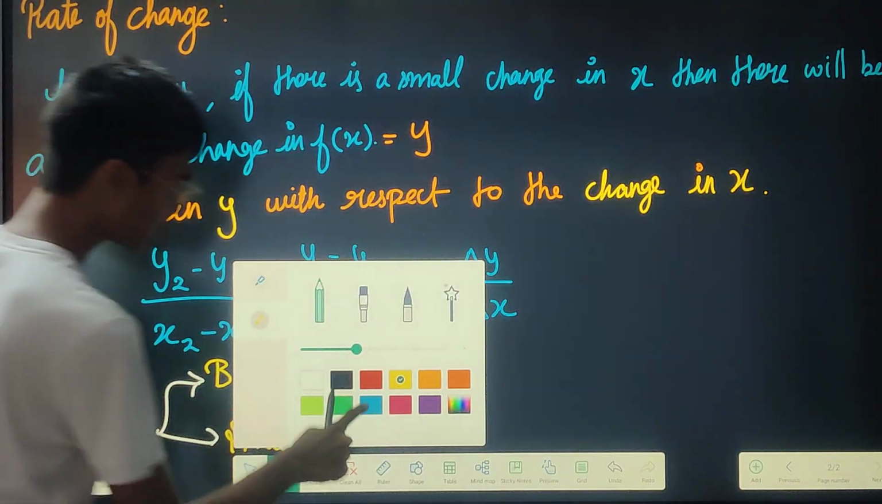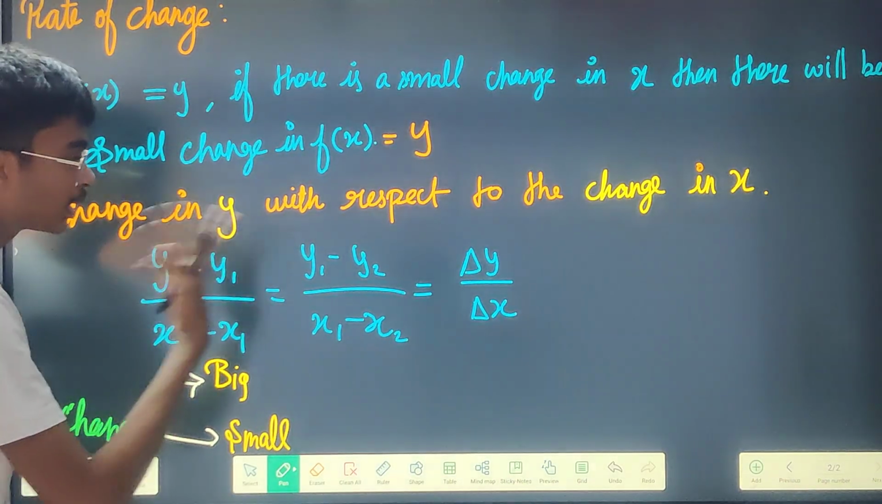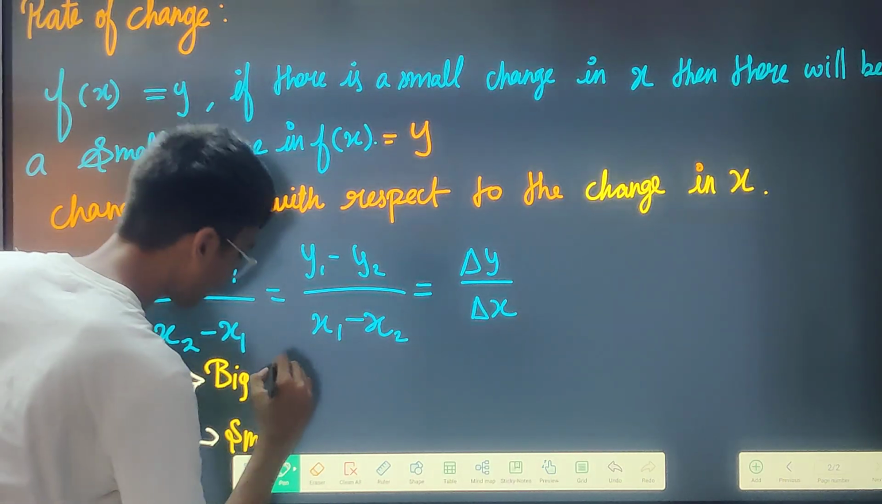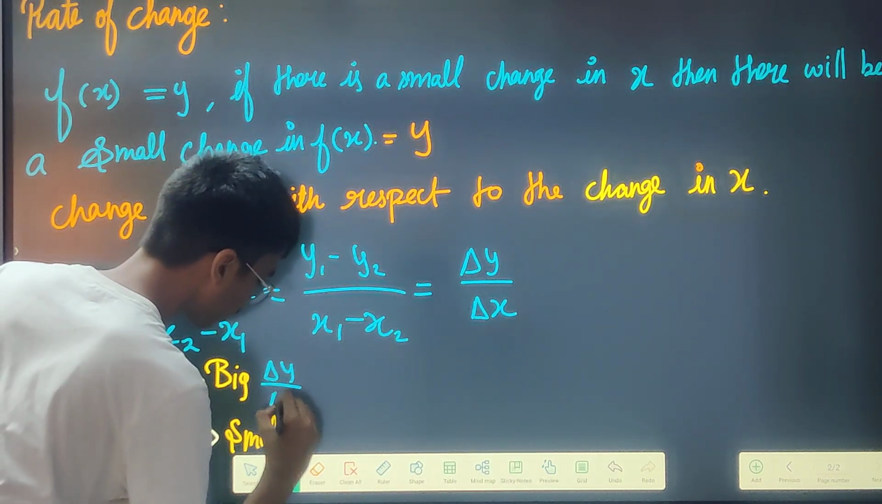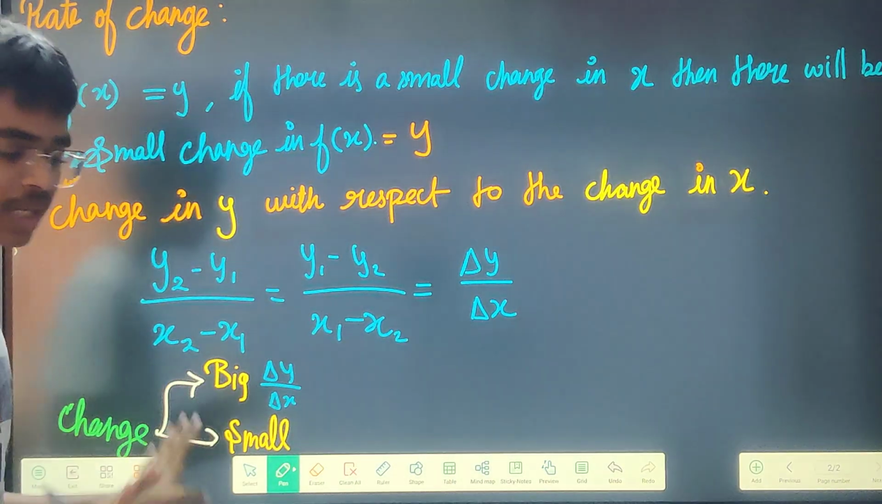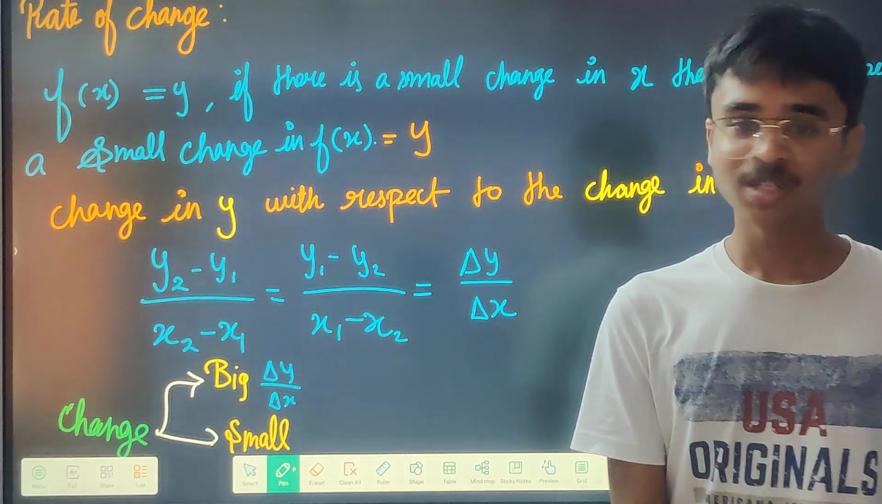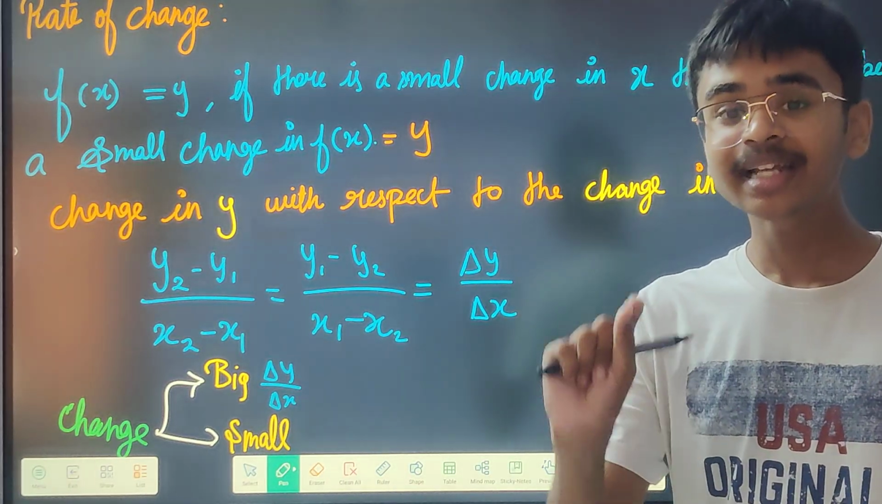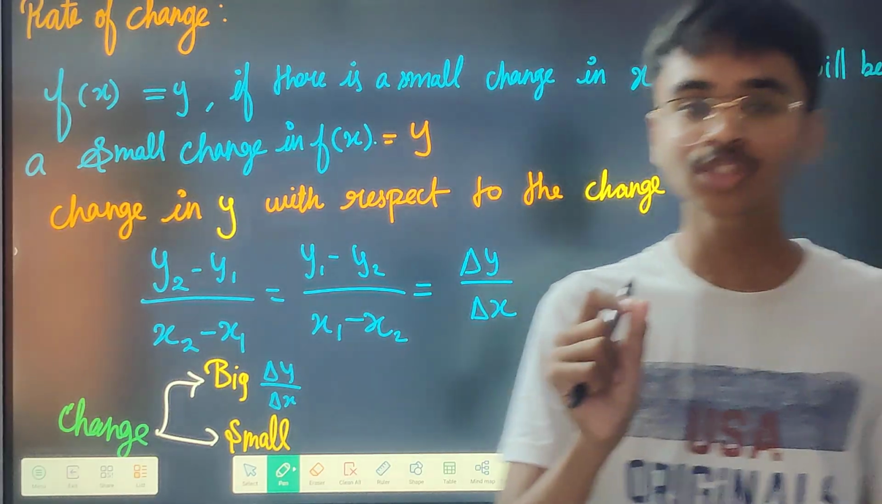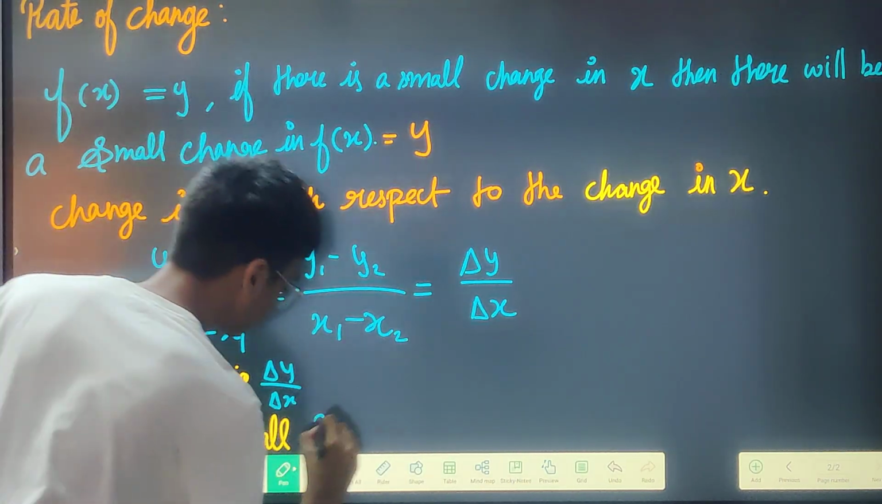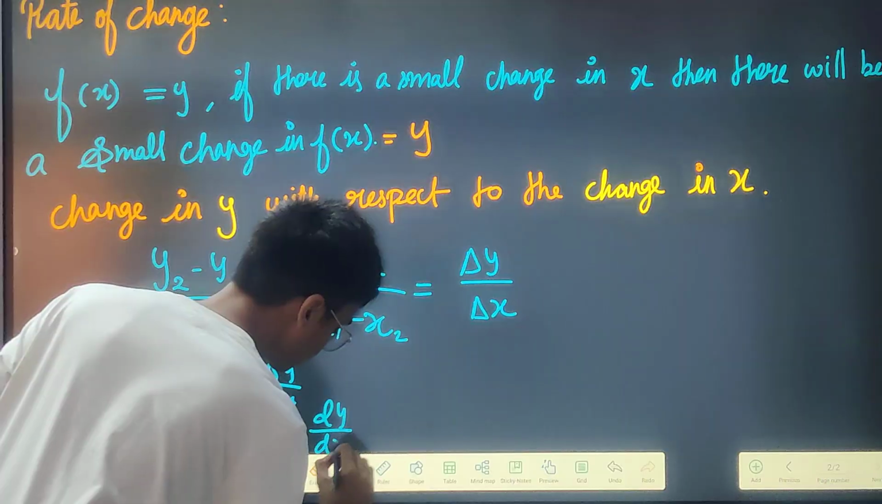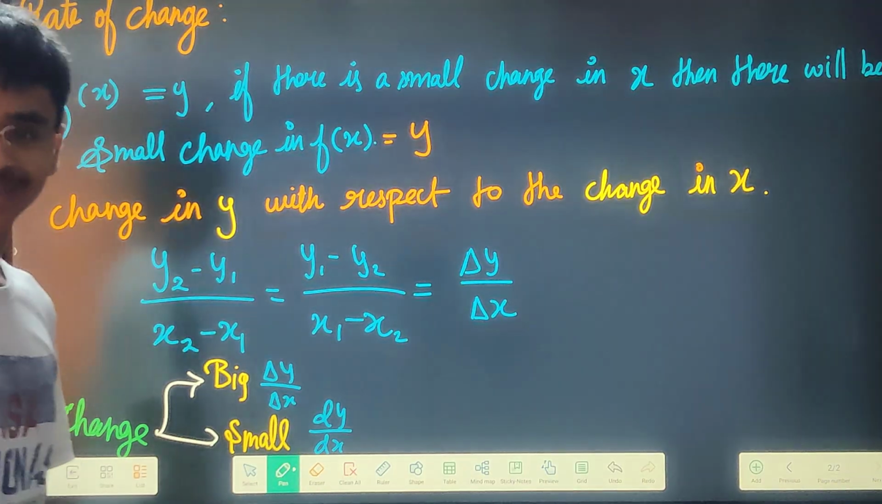And when you are having a big change, then automatically you will have to use delta. So delta y by delta x. This is correct for delta. But when you are having a small change, you are not supposed to use delta. To indicate that it is a small change, you will have to use d. dy by dx. This is what dy by dx means.